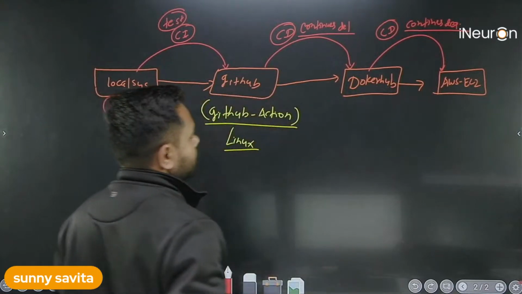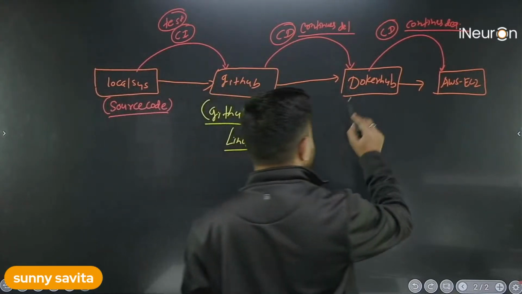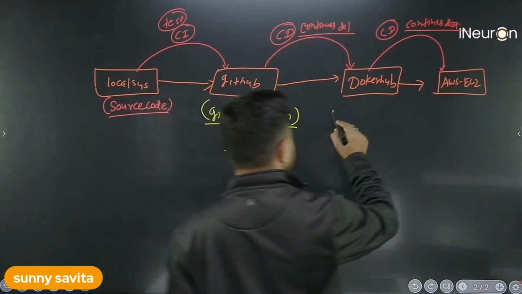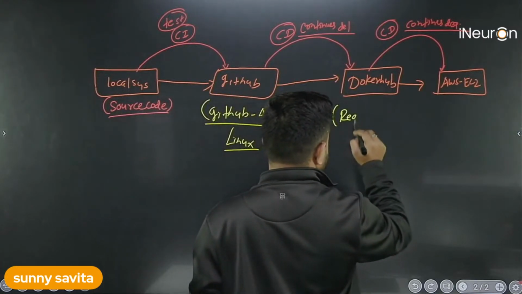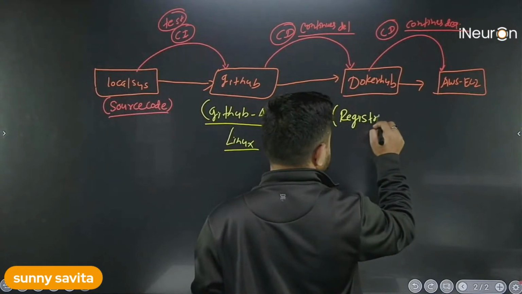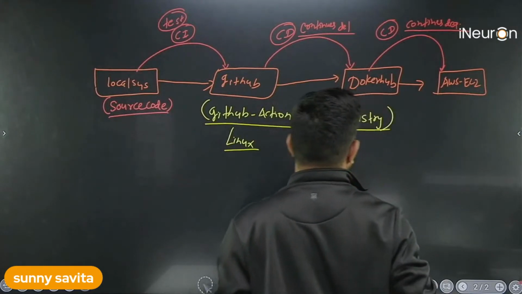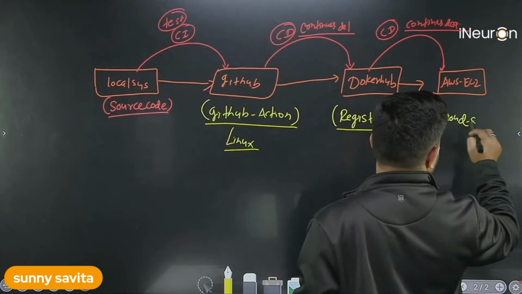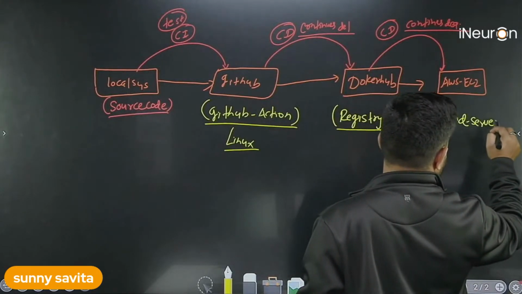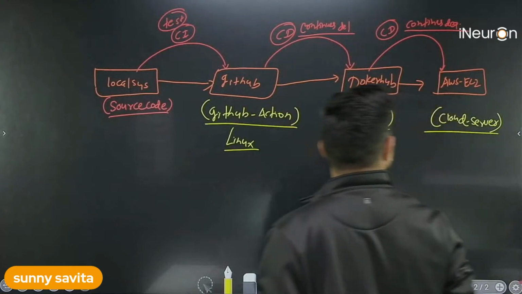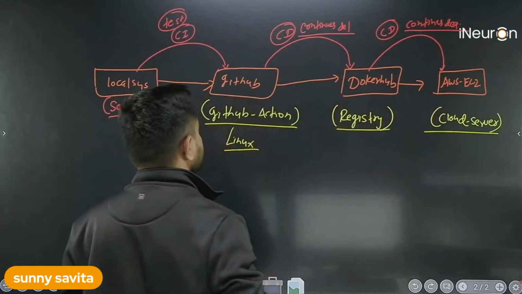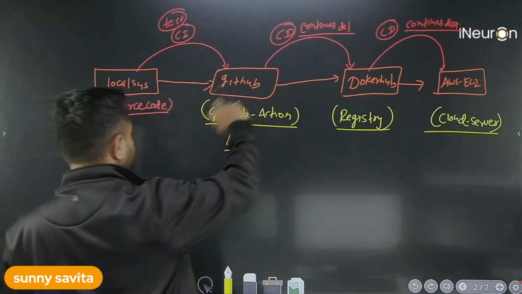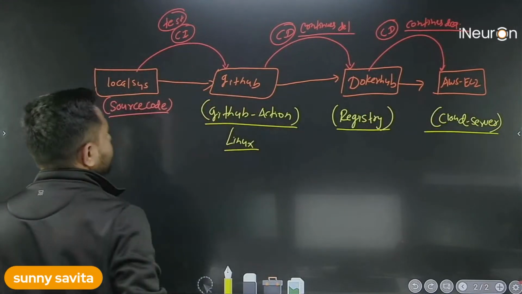Now here, this is my registry. So I can write the registry here. And this is going to be my cloud server. Getting my point? This is going to my cloud server, this is going to my registry, and this is the GitHub Action, a server provided by GitHub, and here is my local system.